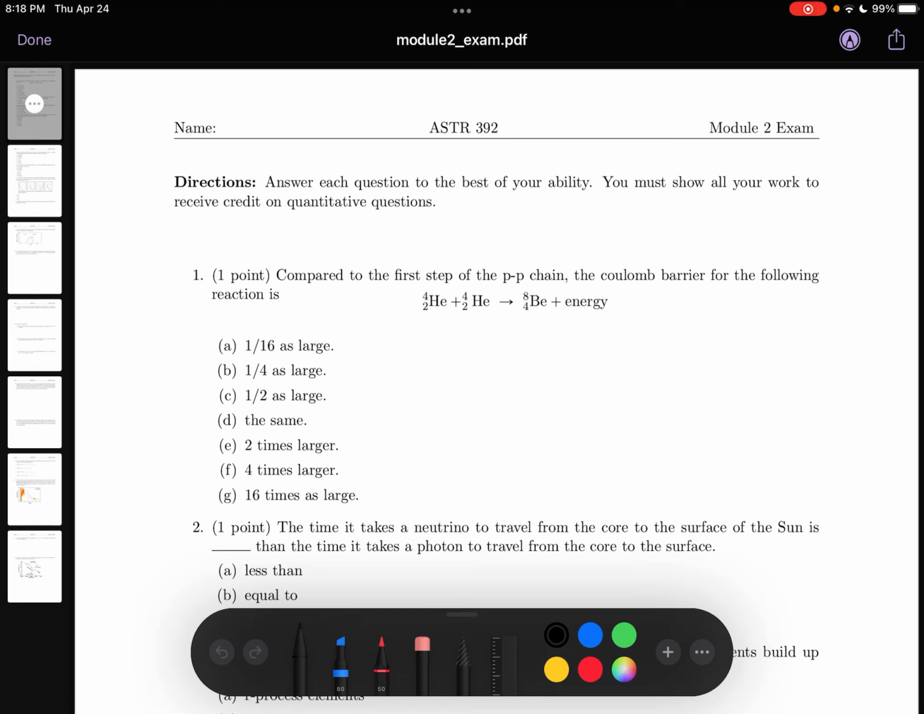Okay, I'm going to go through the multiple choice first. So here is the first one.